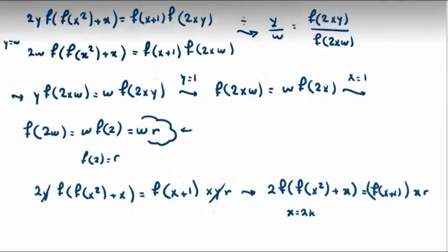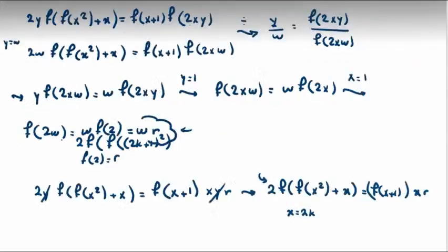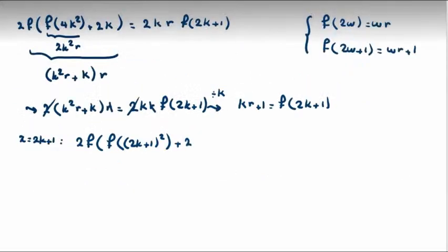We've replaced in this equation x with 2k. Now I want to replace it with 2k plus 1. So x is 2k plus 1. And if you write, it will be 2f of 2k plus 1 squared plus 2k plus 1 equal to f of 2k plus 2, the whole term, times 2k plus 1 r.